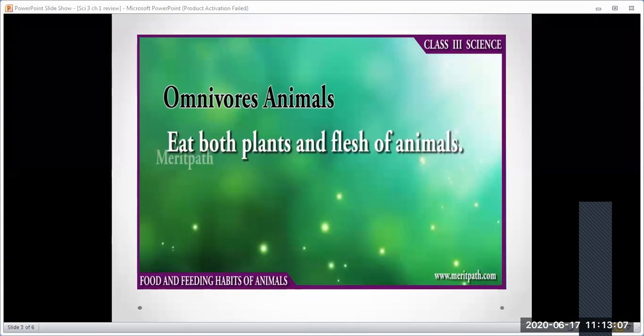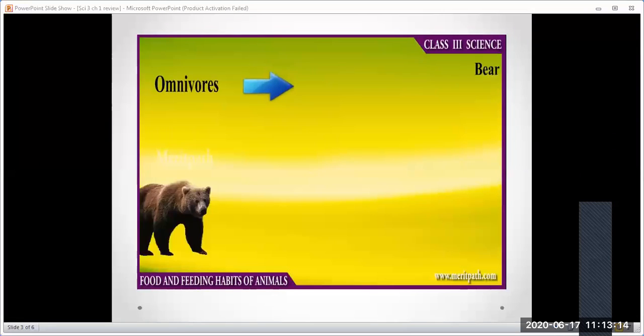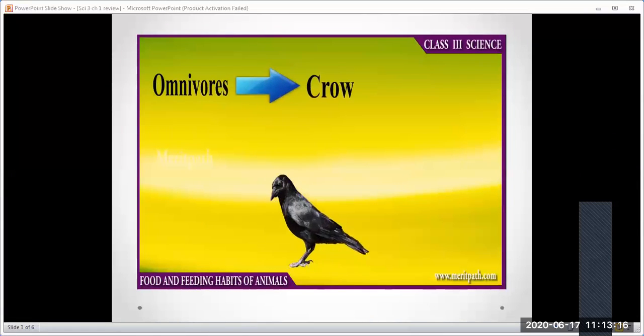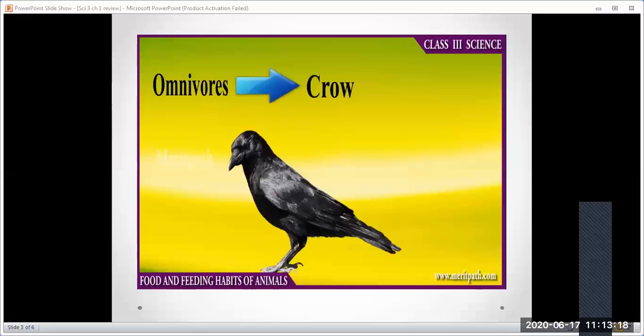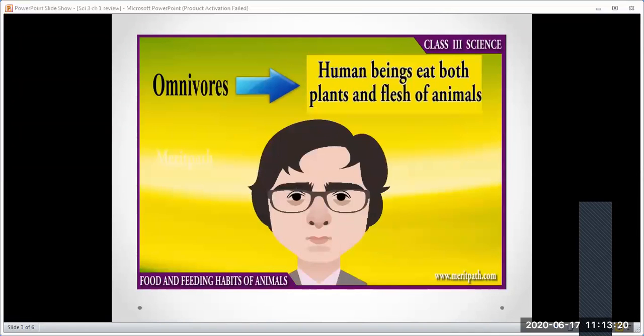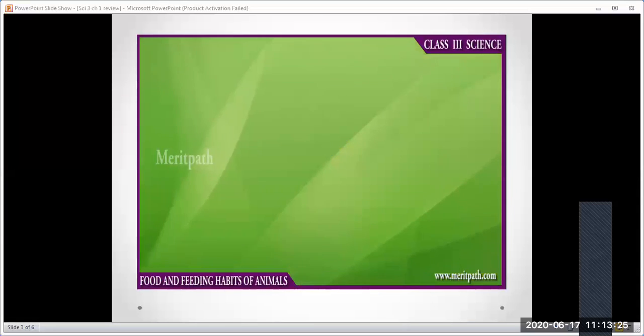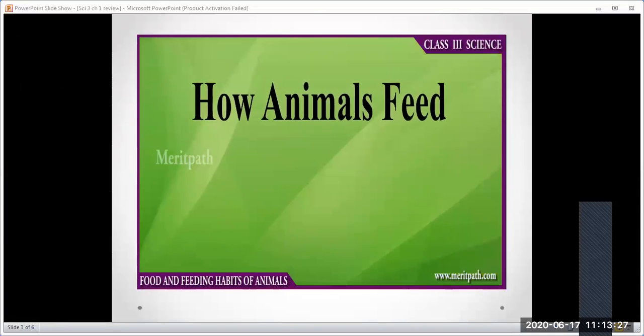So here is a definition. Omnivores eat both plants and animals. They eat animals' meat too. So their examples are these, these are the examples of omnivores.